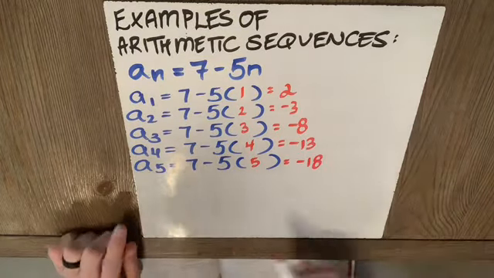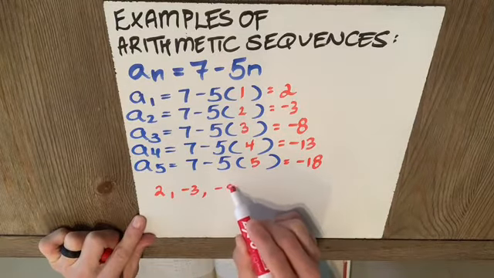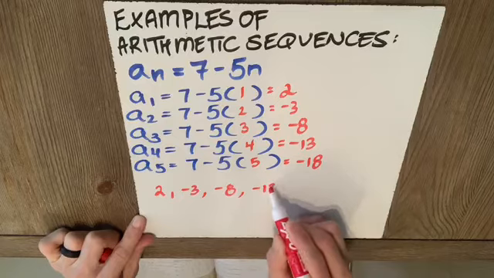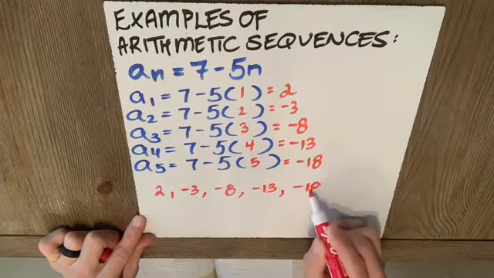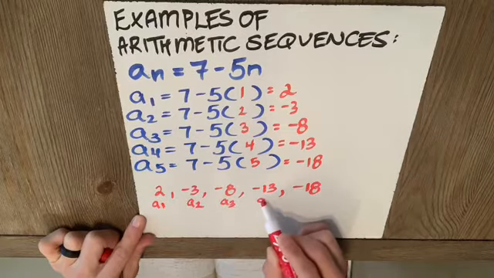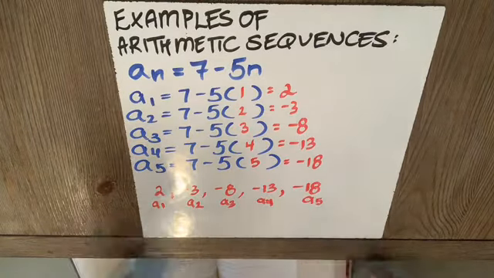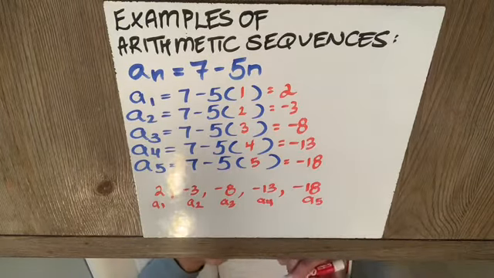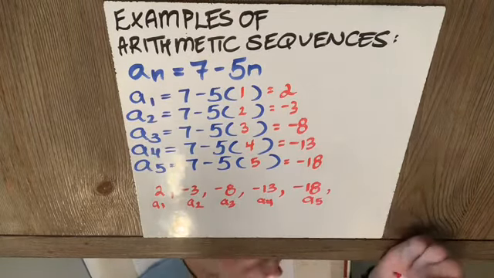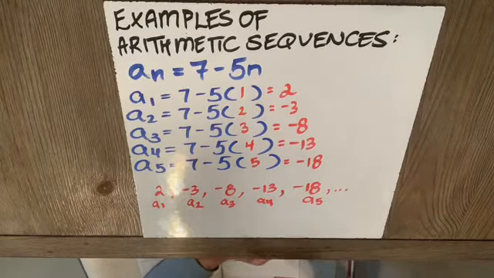Notice 2, negative 3, negative 8, negative 13, negative 18. That's for A1, A2, A3, A4, A5. How do I know to name them like that? Well, it's the first one I come to, so I always start with A1. And this goes on and on. We're not limited here, so that's an infinite sequence.